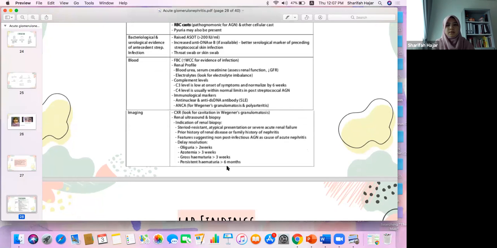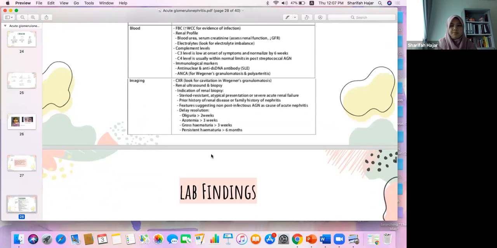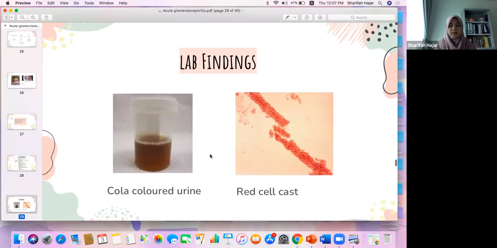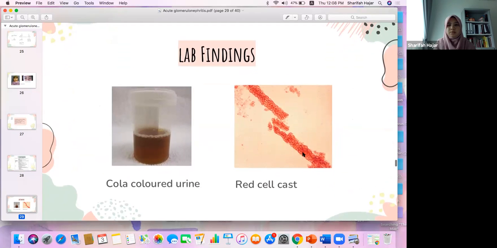And if it has these features, it may delay the resolution, like oliguria more than 2 weeks, azotemia more than 3 weeks, gross hematuria more than 3 weeks, and also persistent hematuria more than 6 months. Okay, so for lab findings, this is how the cola colored urine looks like, and this is the red cell cast. The red cells aggregate or stick to each other.